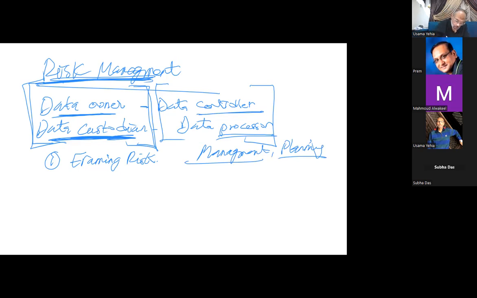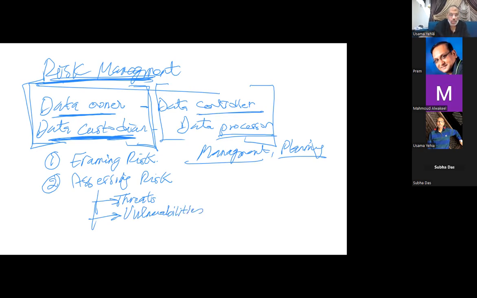Then the second phase is called assessing risk. In assessing risk, you have to discover the risk and give this risk some levels. How can you assess the risk? Number one, you assess or discover the threats. You have to discover what threats are threatening your network or your asset. Then you have to discover the vulnerabilities of the assets which you have. Then you have to make a risk assessment or a risk level.